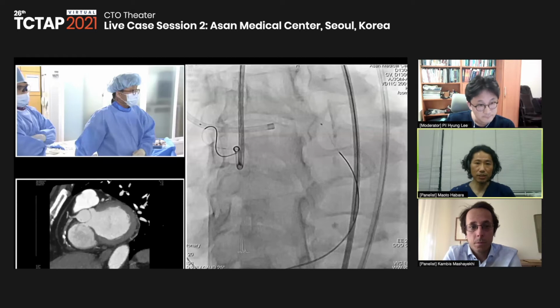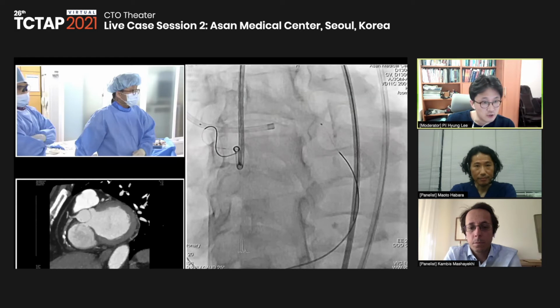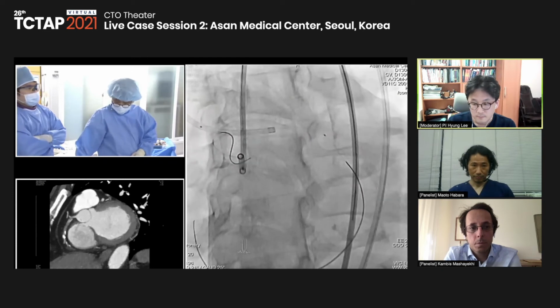But in this case, the image quality of the channel is very important. So tip injection near the CTO exit site is very important, I think. I actually did the tip injection, and it was not different from retrograde injection. The microchannel was not that good. I only saw the starting point. Okay, the exact same situation as the previous procedure.